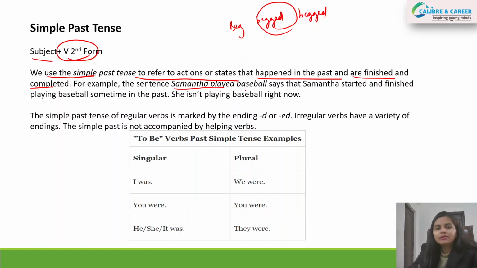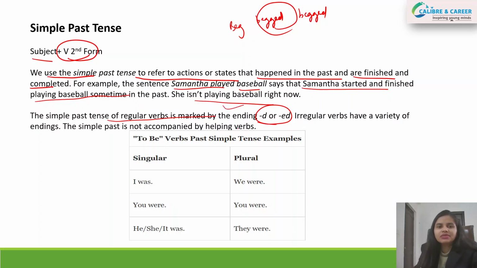Like Samantha played basketball. That indicates that Samantha started and finished playing basketball sometime in the past. All right, so she isn't playing basketball now. The action that you mentioned in the past is not continuing now. So that is the reason simple past tense will include your completed action. Okay. The simple past tense of regular verbs, I already discussed which form of verb you will use, and I also showed you how regular and irregular verbs will be used.